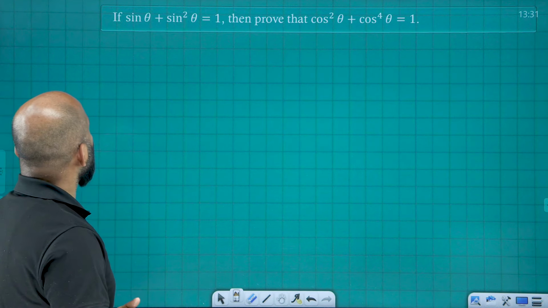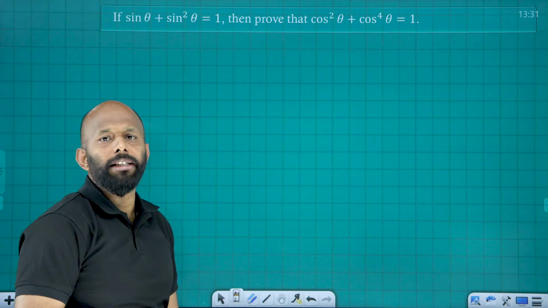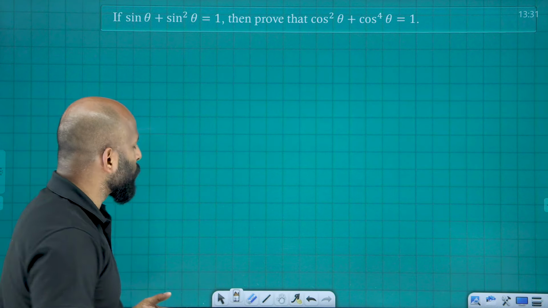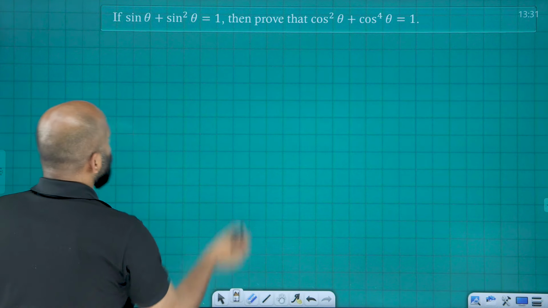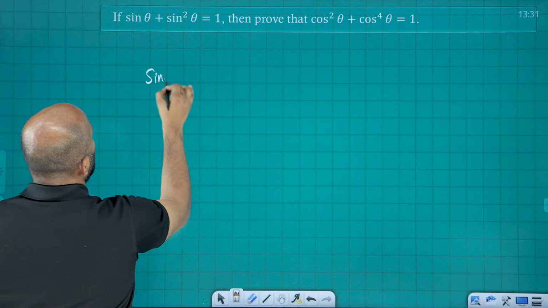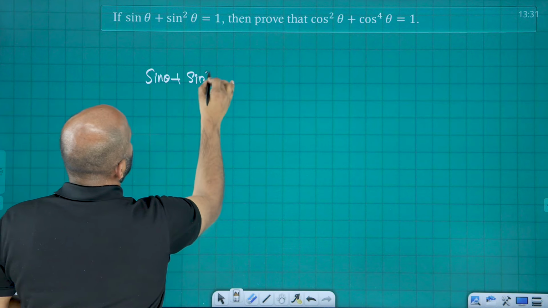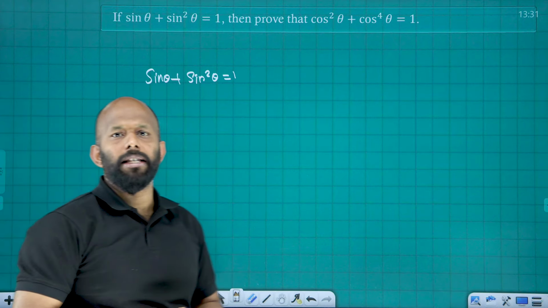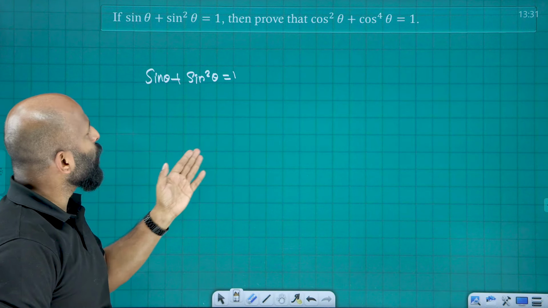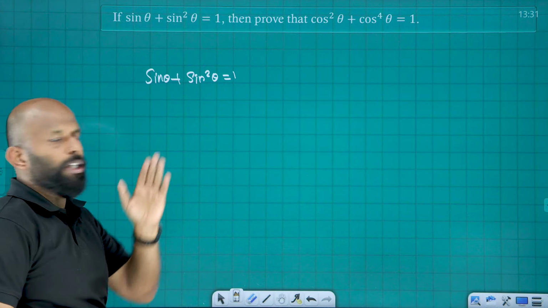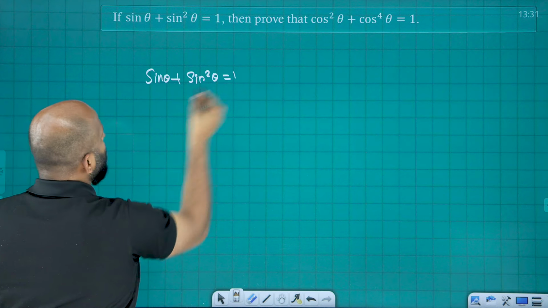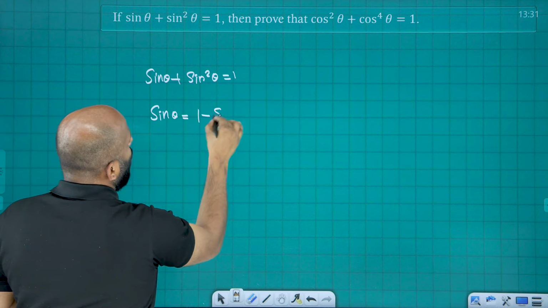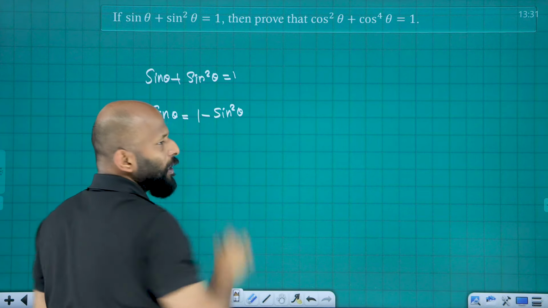Our next question is, sin theta plus sin square theta is equal to 1. Then prove that cos square theta plus cos raised to 4 theta is also 1. So it's given that sin theta plus sin square theta is equal to 1. Then we need to prove that cos square theta plus cos raised to 4 theta. So here sin square theta I can take into the right side. Sin theta is equal to 1 minus sin square theta.